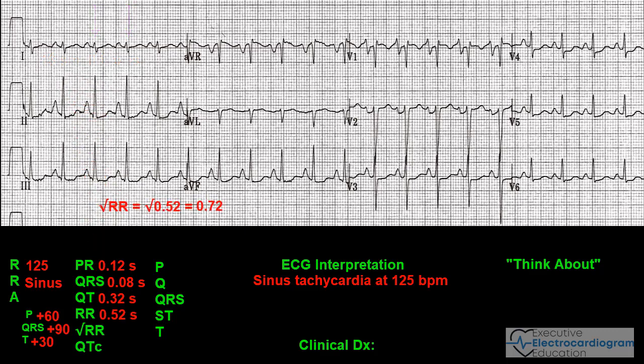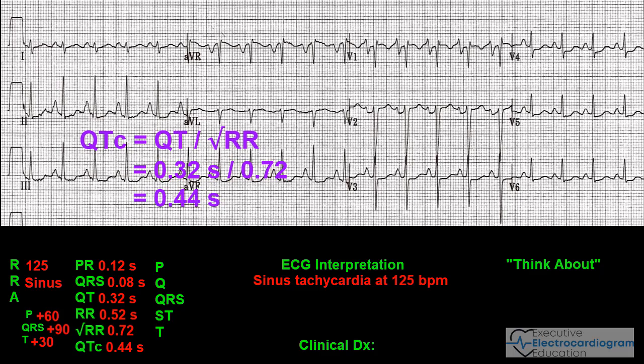The square root of 0.52 is 0.72. The corrected QT interval, therefore, is 0.32 seconds divided by 0.72, which is 0.44 seconds. As this is between 0.36 and 0.45 seconds, the corrected QT interval is normal.